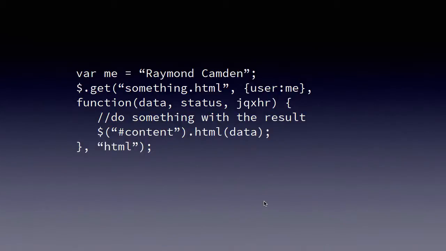Finally, I can also give a clue to jQuery about what I'm getting back. So that last argument, HTML, is telling jQuery, when you get this stuff back, it's going to be HTML. You don't have to worry about doing anything special with it. Later on, when we talk about working with JSON, this will become a bit more important. All right, let's look at some examples.